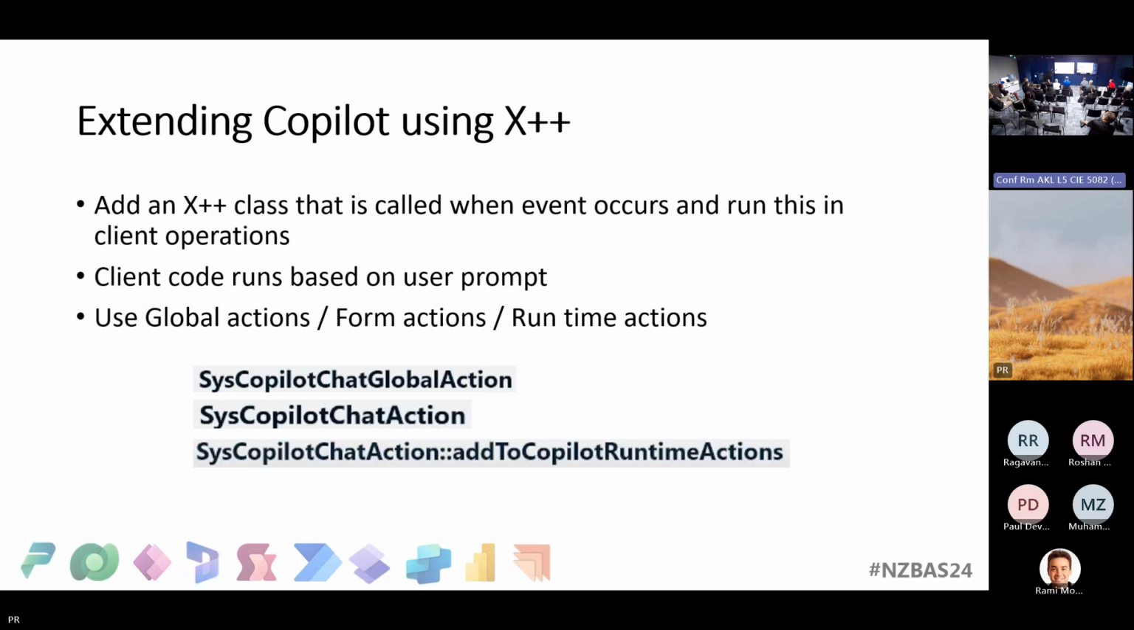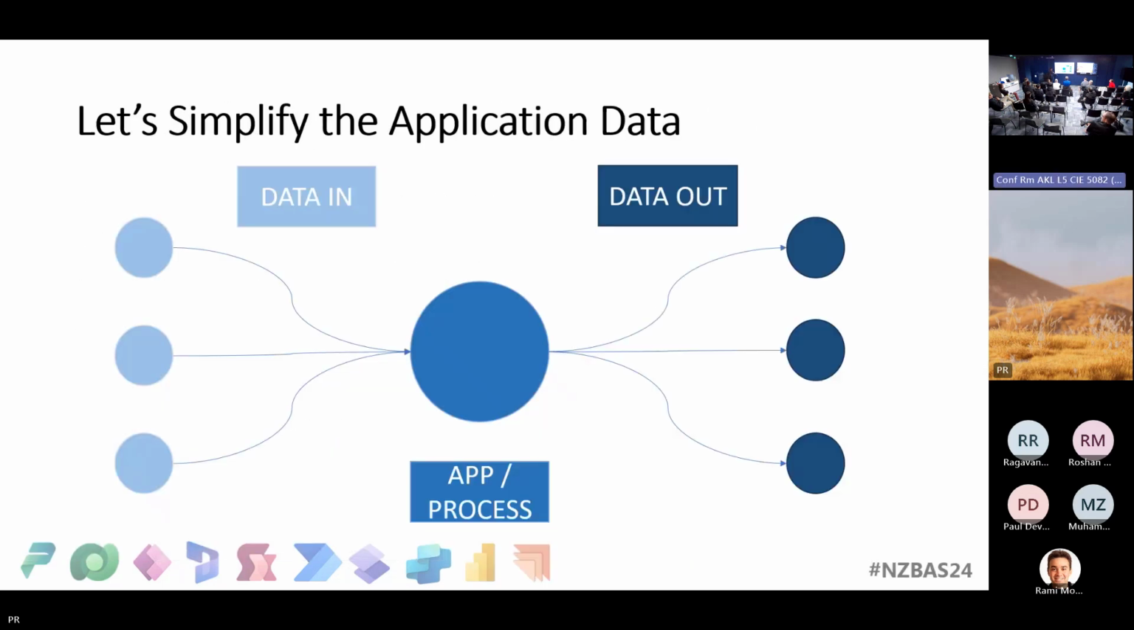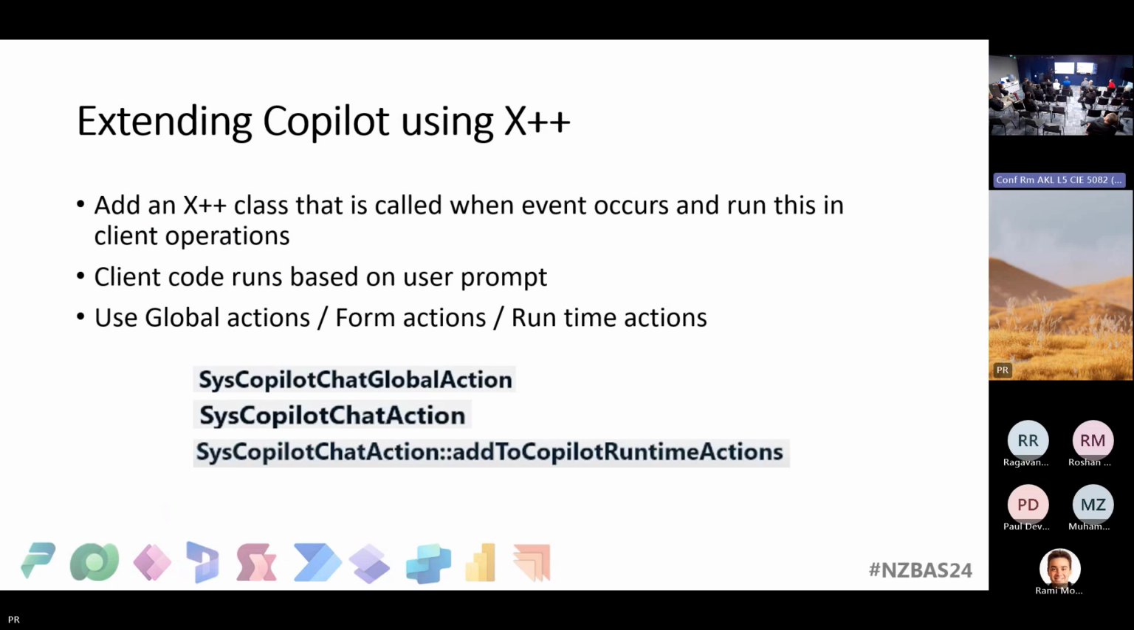So there are 3 ways: global actions, form actions, runtime actions. You can call all these actions on top of it. This is where you can use it. So basically you can run the client code based on the user prompt and everything.